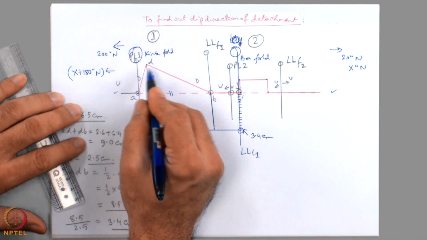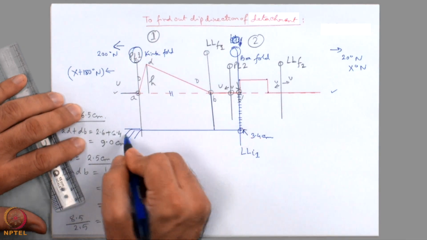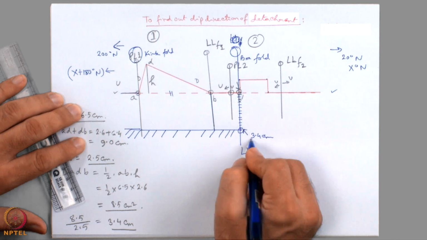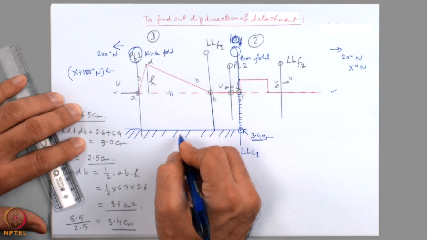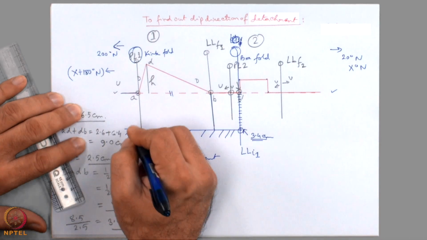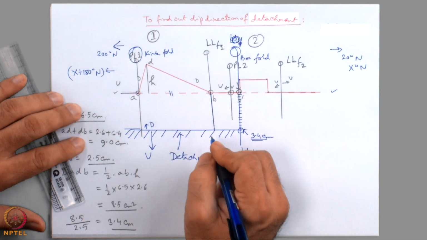So, what has happened? A fold is produced by compression. We are deciphering the detachment to be at 3.4 centimeter depth. This is the detachment below which there is undeformed rock and over which there is deformed rock.